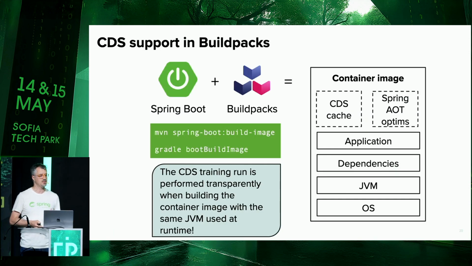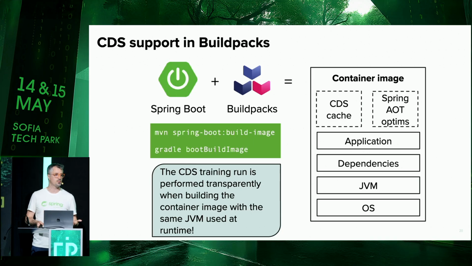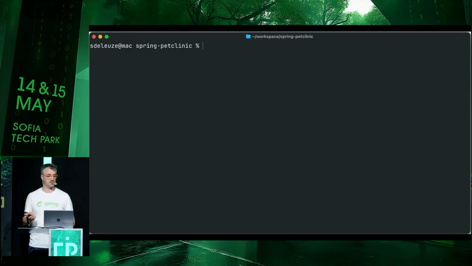But there's still a lot of integration. So we have tried to provide CDS support in Buildpacks, which is the default way to create container images with Spring Boot, to have everything included. If you enable a special flag that I will show in my demo, you just run Maven spring-boot:build-image or Gradle bootBuildImage, and Buildpacks and Spring Boot will automatically do the training run, create the CDS cache, put it in a container image, potentially with the Spring AOT optimization, and automatically use the CDS optimization when you run your container. And I think that's pretty neat. I'm going to show you that in a demo.